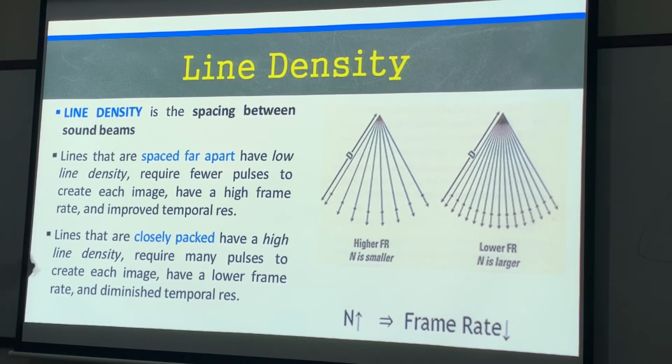So lines that are spaced far apart have low line density. This image right here has low line density. It requires fewer pulses to create that image, and it's going to have a higher frame rate when we compare it to this image. What's N? N is referring to line density on this particular image right here. So it's the distance between two pulses? Pulses, exactly. It's the distance between those two pulses.